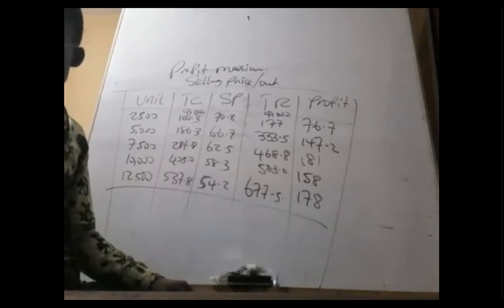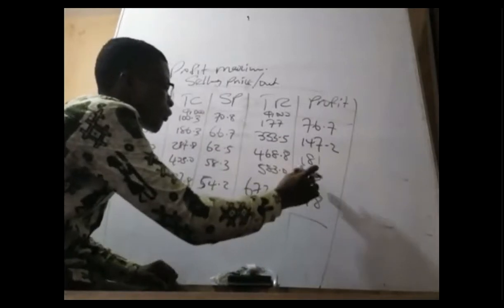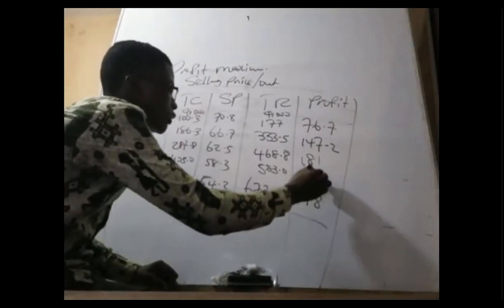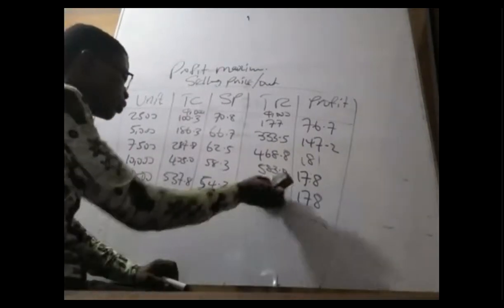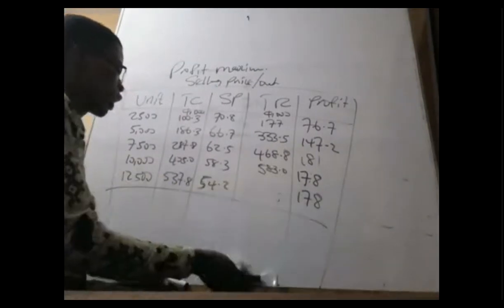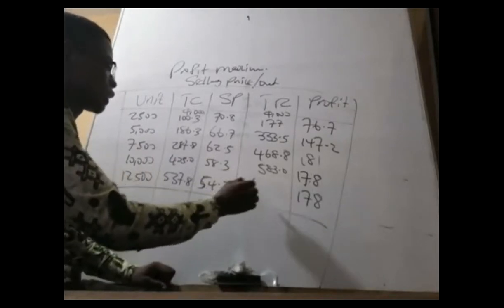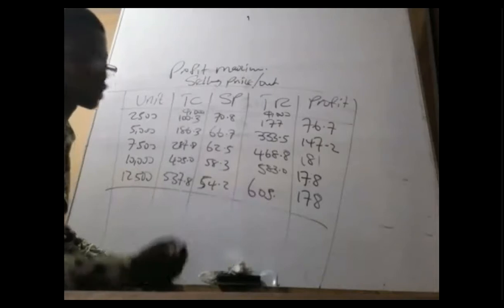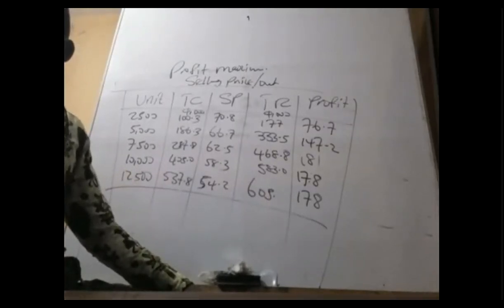So I think I'm making some copying error here. The product for 10,178. Sorry, this one is 178. And then I just have to change the figure again. I have to change this to 605 point something.